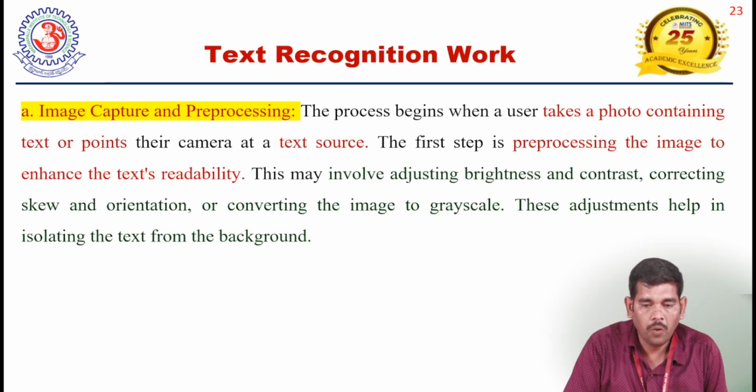Next is how text recognition works. First, image capture and pre-processing. You take a photo containing text, with the camera as the text source. The first step is data pre-processing of the image to improve text readability, so you can change the image to text format. This may involve adjusting brightness and contrast, correcting skew and orientation, or converting the image to grayscale. It means you convert a color image to a grayscale image, RGB to grayscale. These adjustments help in isolating the text from the background.